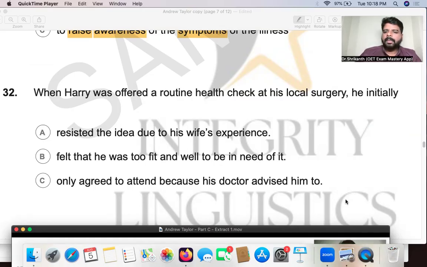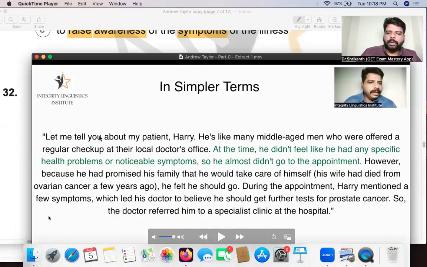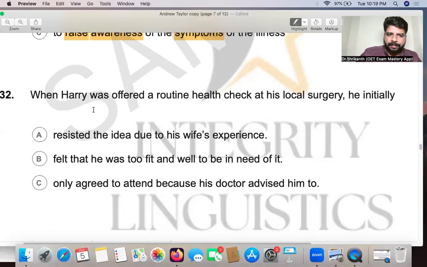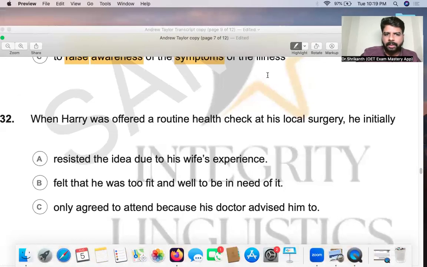Okay, so that is what the audio script was telling us. So what could be the answer? Is it going to be A, B, or C? So let's do the keyword analysis. Okay, so this is, I would say, a medium difficulty question. It's not too easy, it's a slightly difficult question. All right, so let's take a look into the question.